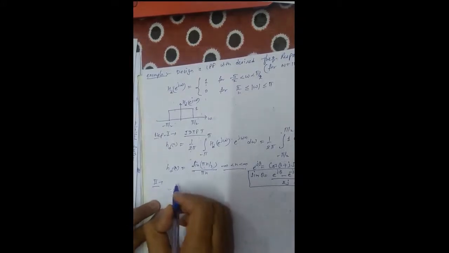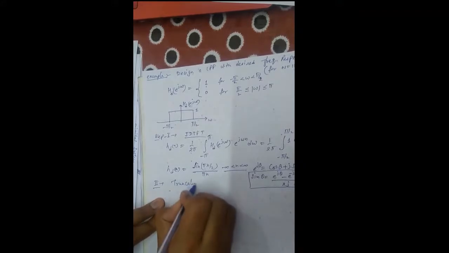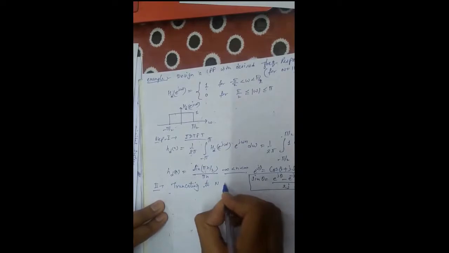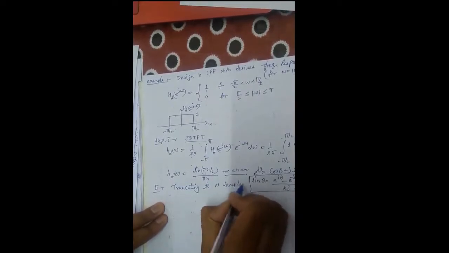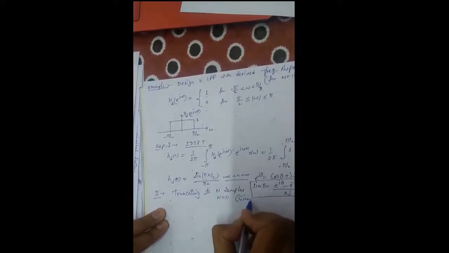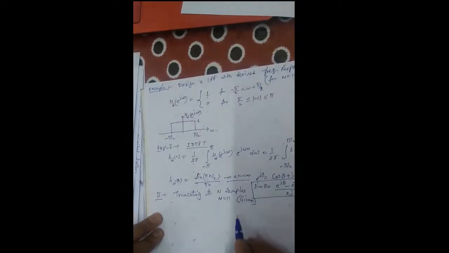Now the second step is truncating to N samples. Here N is equal to 11, given, otherwise you can assume N equal to 5, 7, 11, an odd number generally, because it will create even symmetry around the origin.